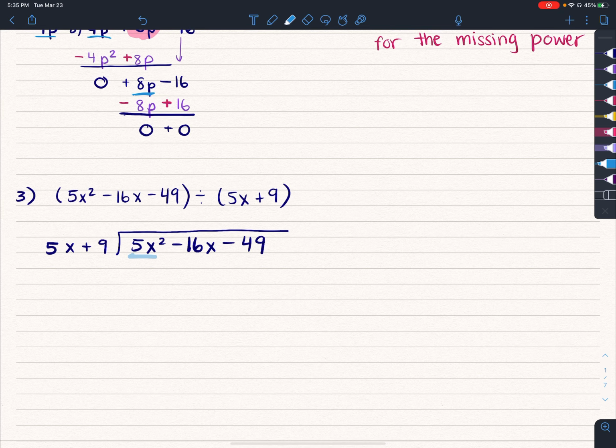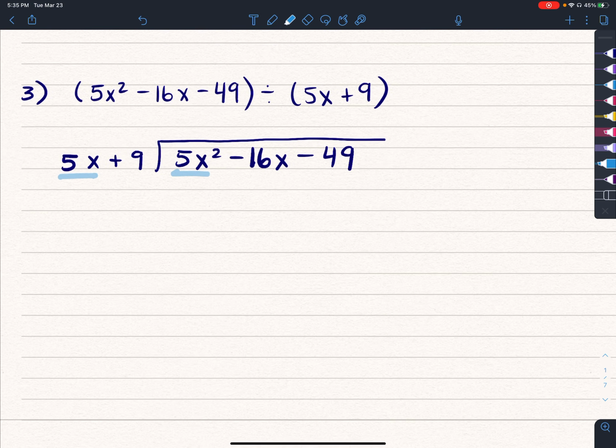So we're looking at those first two terms, and we're asking ourselves, well, what do we need to multiply 5x by in order to get 5x squared? That would be just x. x times 5x is going to give us 5x squared. x times 9 is going to give us positive 9x.